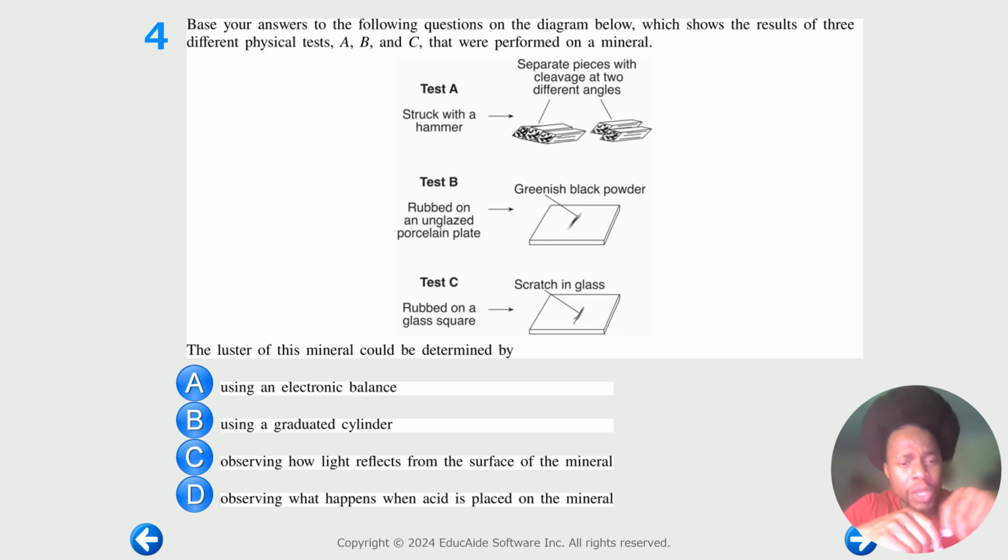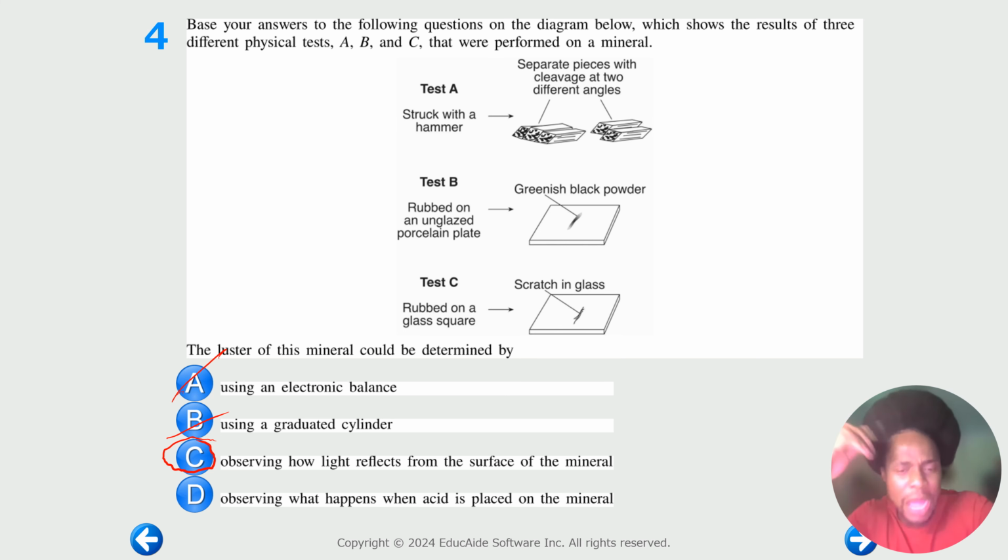Question number 4. The luster of a mineral could be determined by using an electronic balance. No, luster is the way a mineral shines. A is out. Using a graduated cylinder. No. Observing how light reflects from the surface of the mineral. More like it, because luster is all about how the mineral reflects light.